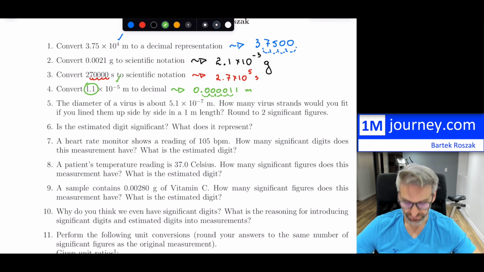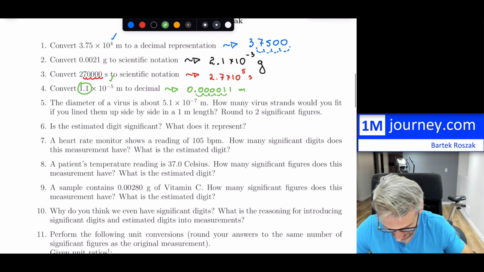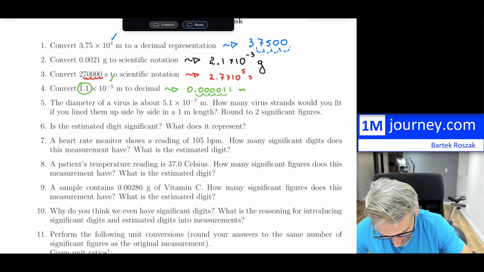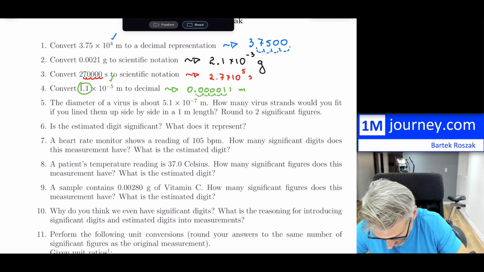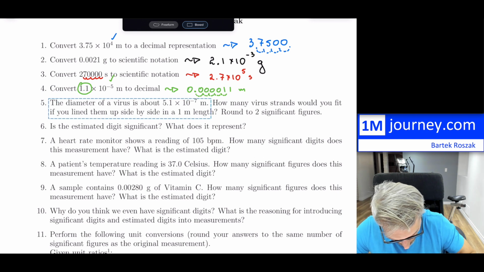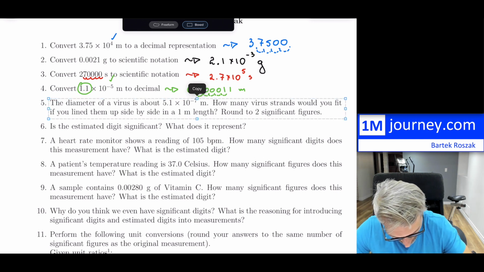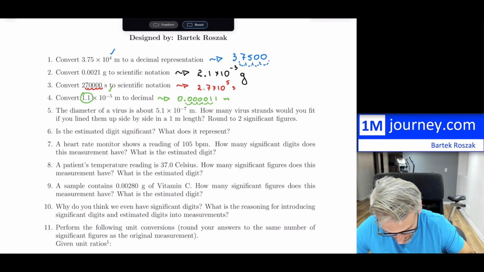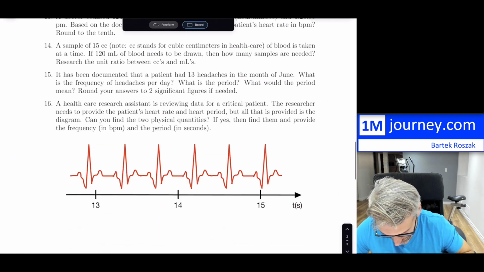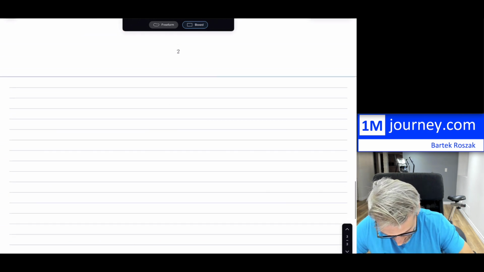Question number 5. For question 5, it says the diameter, and I'm going to steal this out from here. Let's borrow this entire thing, copy it, bring it down and paste it. So there we go.